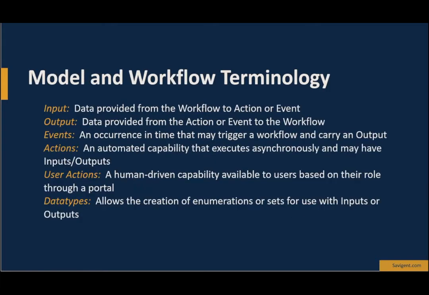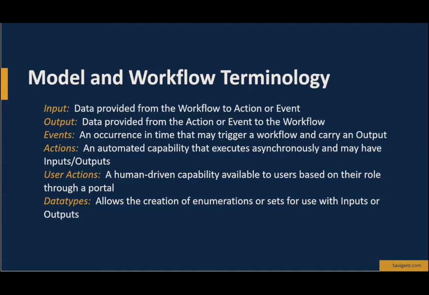Three big components that we'll talk about that comprise workflows are events, actions, and user actions. An event is really an occurrence or a moment in time. It can be used to trigger a workflow, or that event could carry a payload, some data set that goes along with it. That sort of data that's carried in an event is called an output. Any of the elements that you see here that produce data for a workflow to use is called an output. So an event will carry an output.